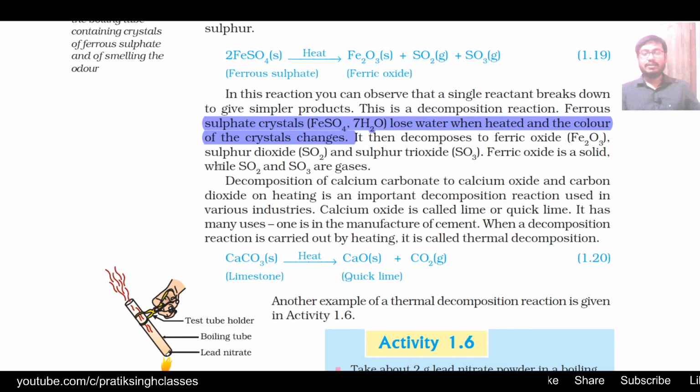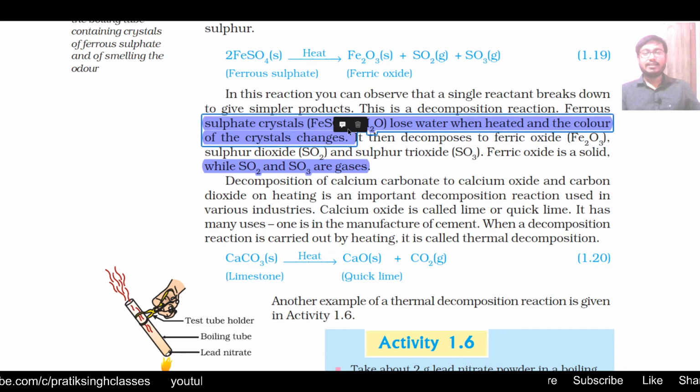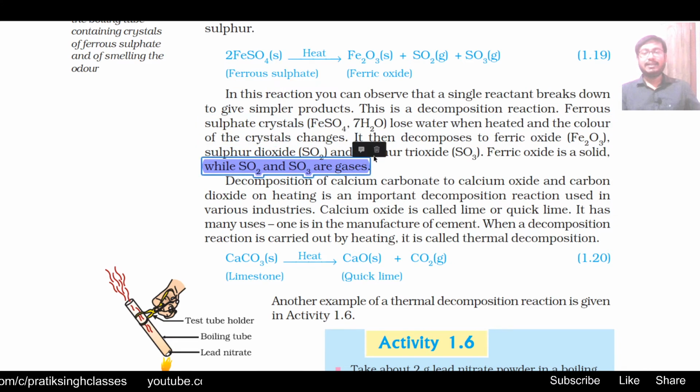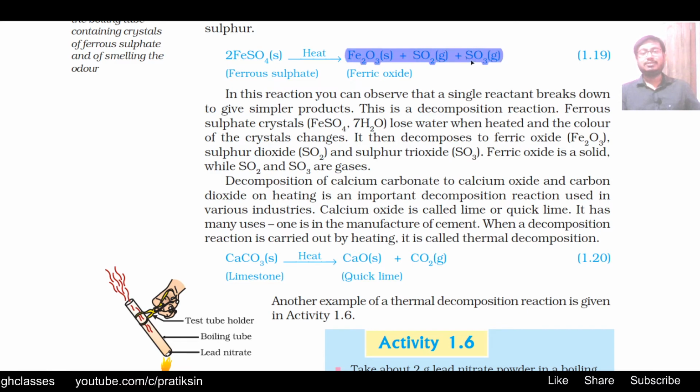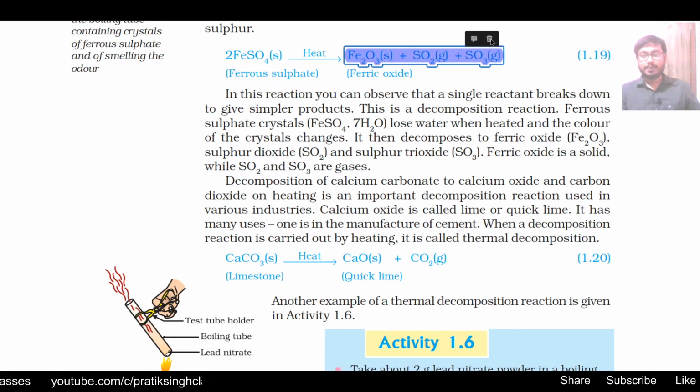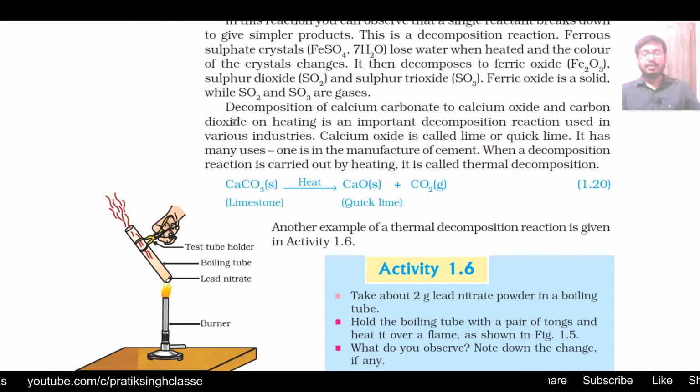Ferric oxide is a solid while sulfur dioxide and sulfur trioxide are gases. So here, as you can see, we have only one reactant, and when it was heated, it has converted or disintegrated into three different products. So this is an example of decomposition reaction.